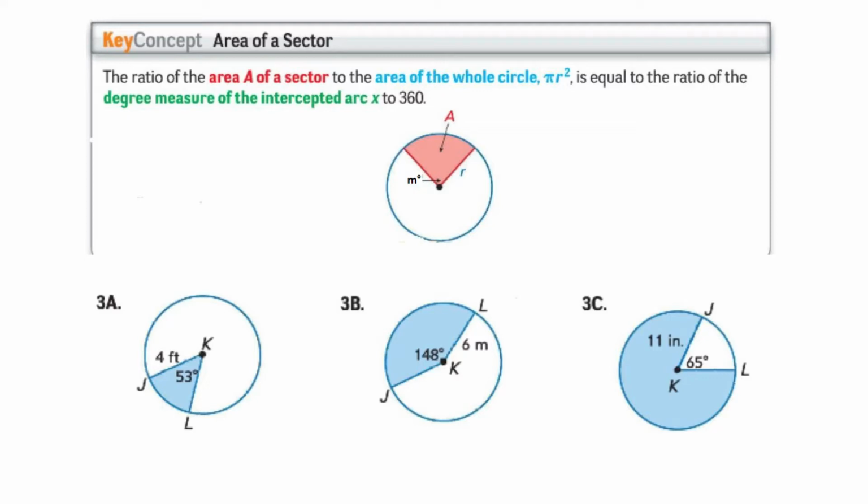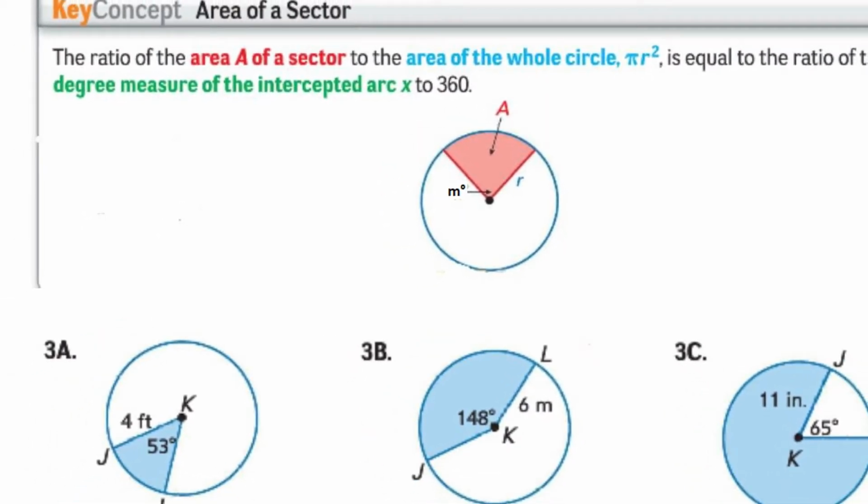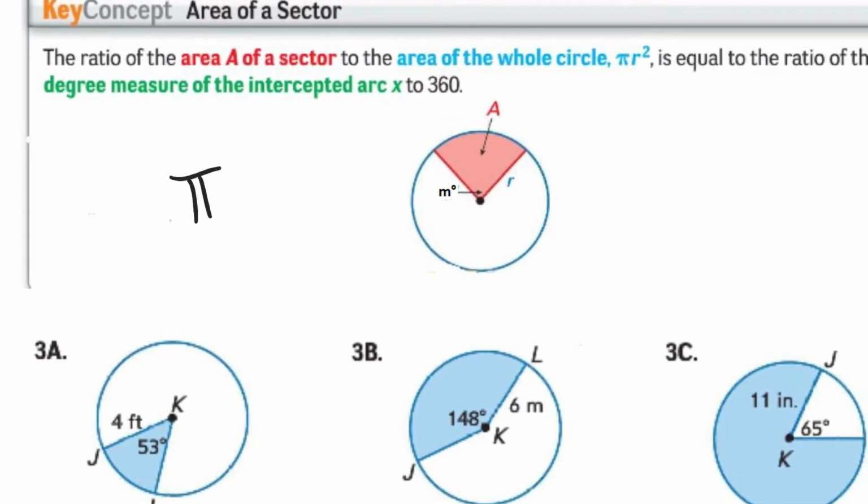Okay, so very, very easy stuff we're going to do right here. We just talked about this. The area of a circle is pi r squared, right? And what we're going to talk about today is how do I find the area of just a slice of it, or just a sector? Now, if I use pi r squared, that would tell me the area of the whole thing, but I want to know just the area of the slice.